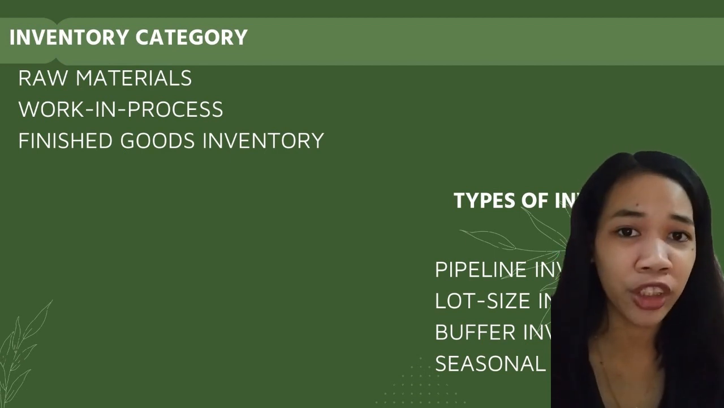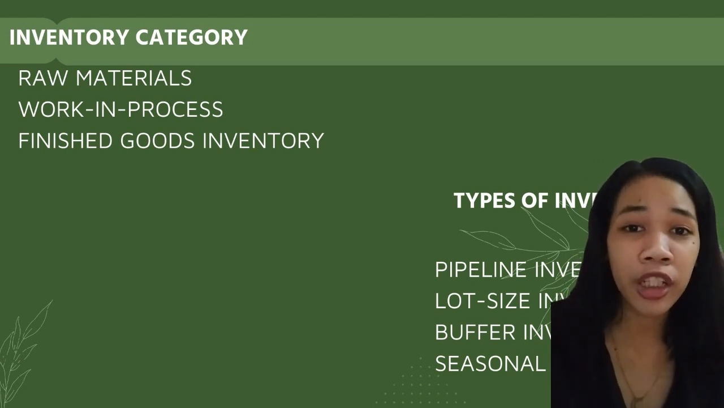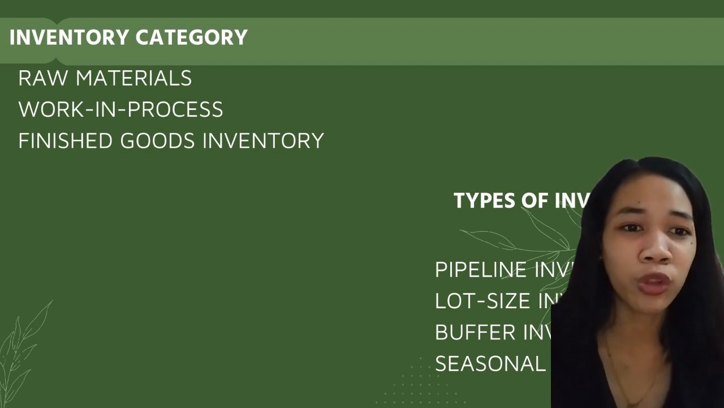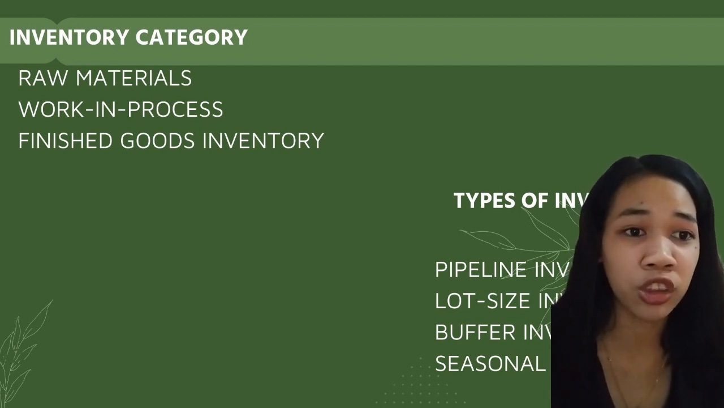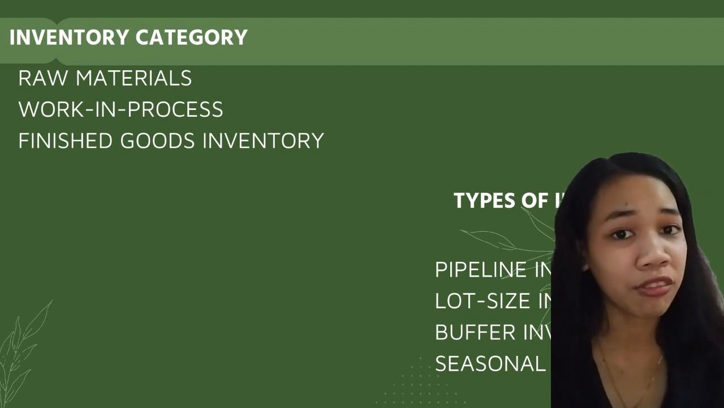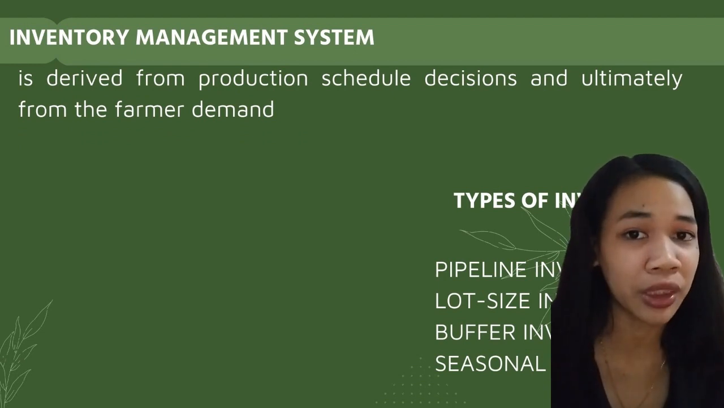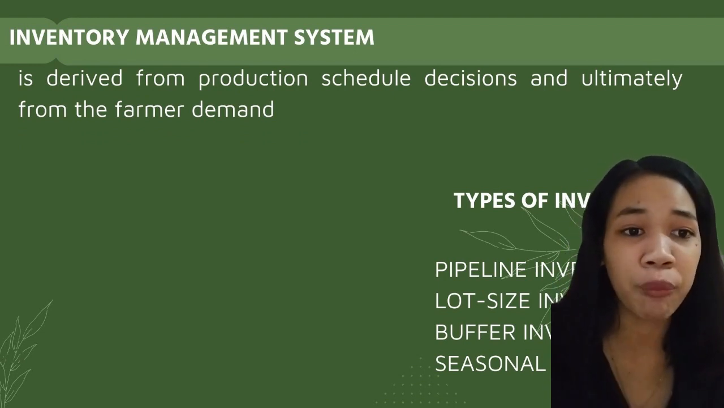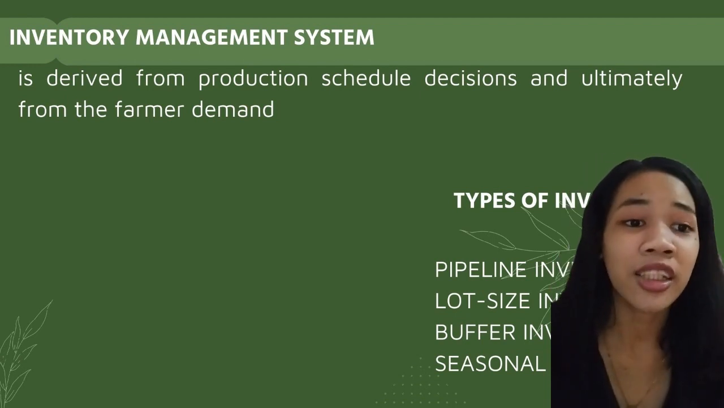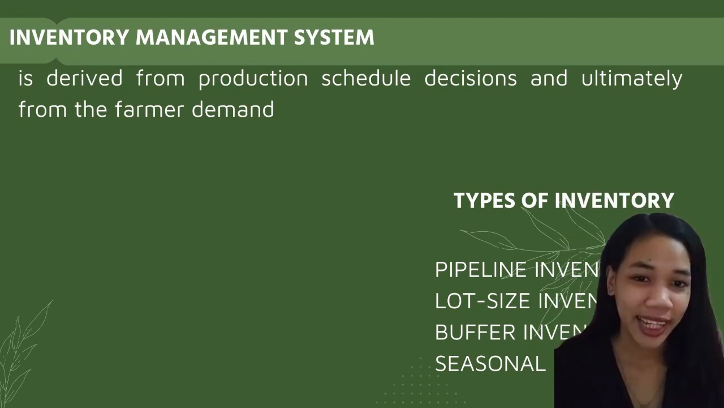Inventory category. It includes raw materials, work in process, and finished goods inventory. There are types of inventory, which are pipeline inventories, lot size inventories, buffer inventories, and seasonal inventories. When we say inventory management system, it is derived from production schedule decisions and ultimately from the farmer demand.